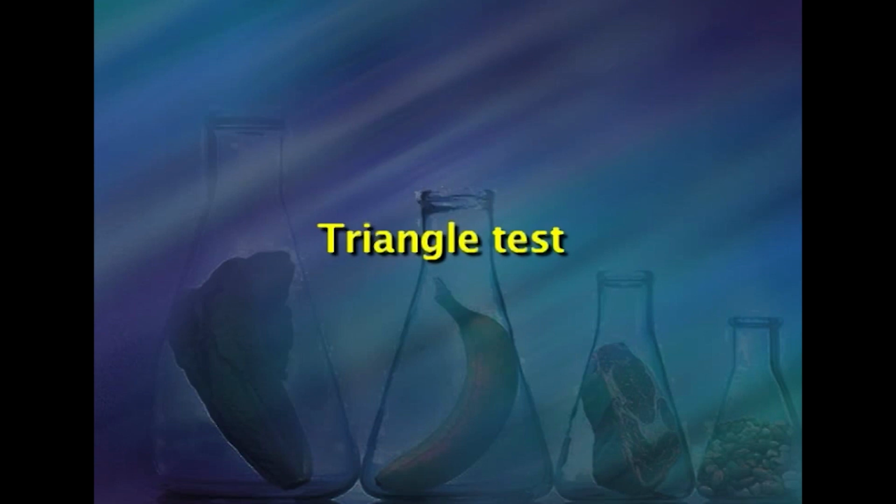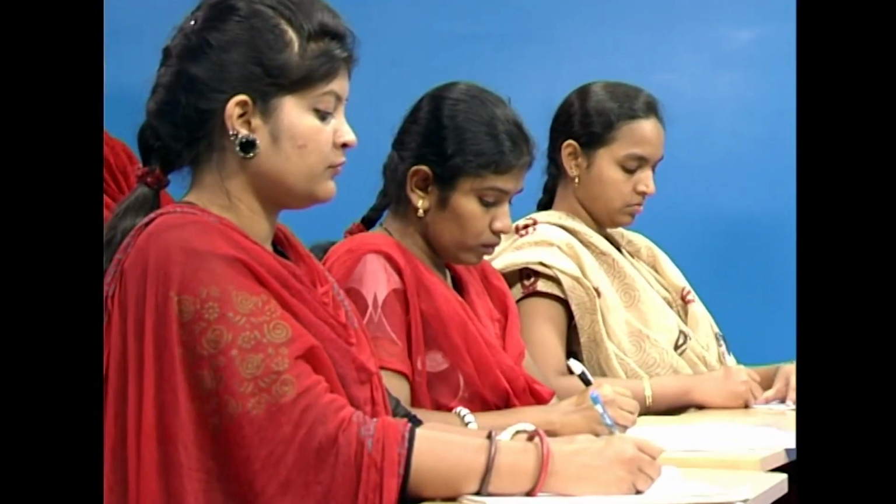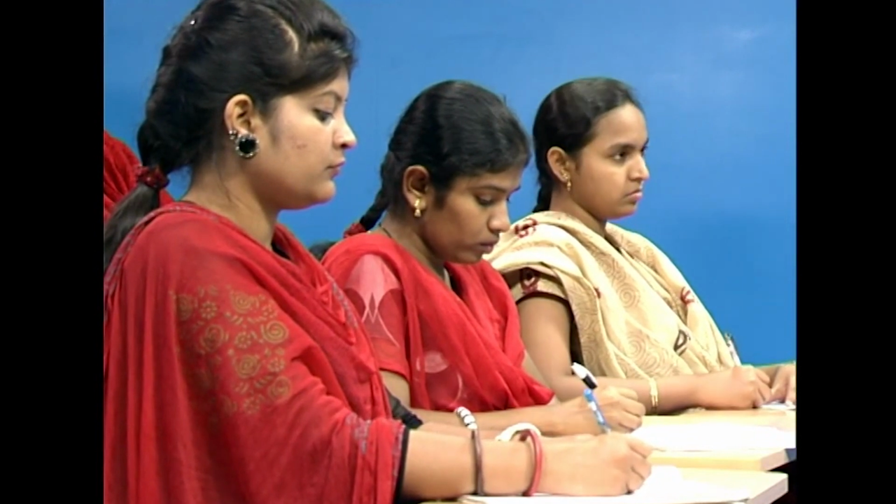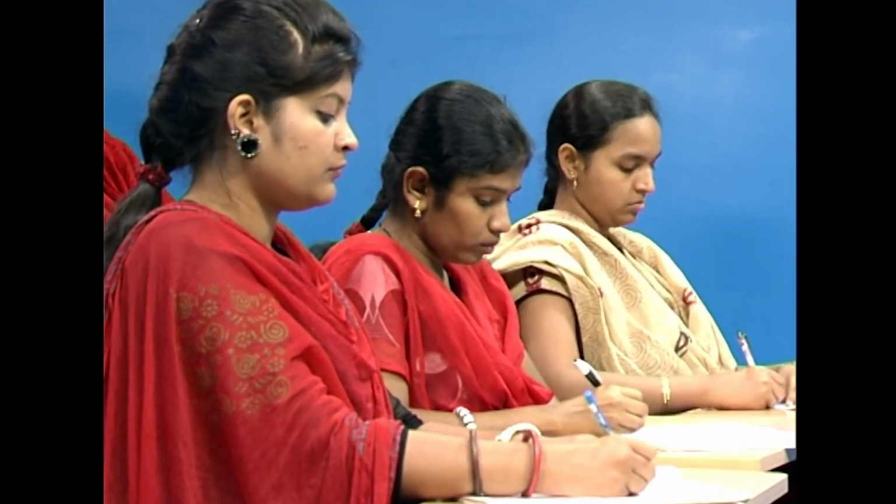Now we will see about the triangle test. This test employs 3 samples, 2 identical and 1 different, presented simultaneously to the panel. The judge is asked to determine which of these 3 is the odd sample. A positive answer is required even if it is a guess. Since all 3 samples are unknown, the chance probability of placing the sample in a certain order is 1/3.